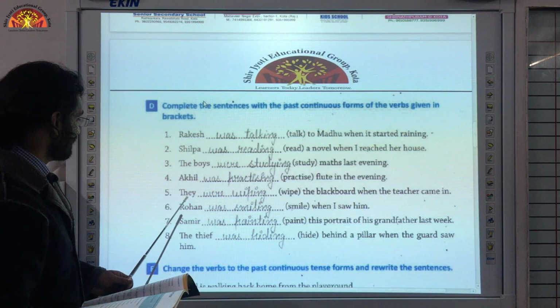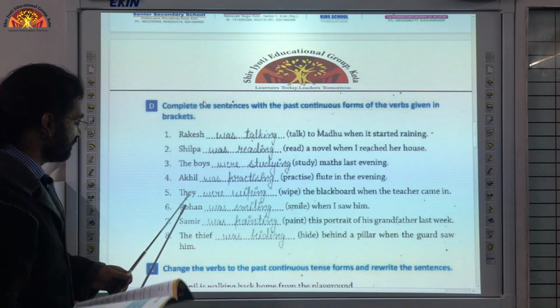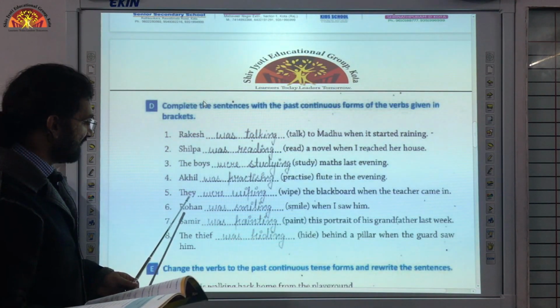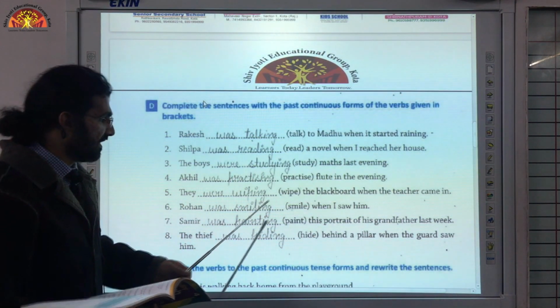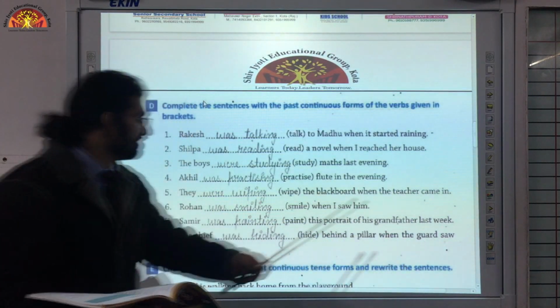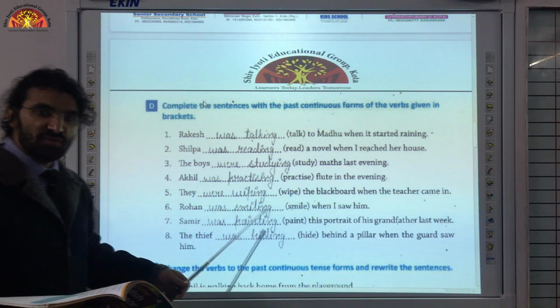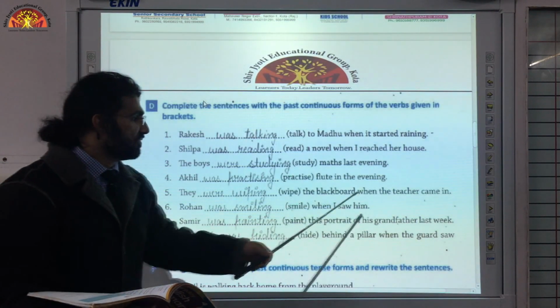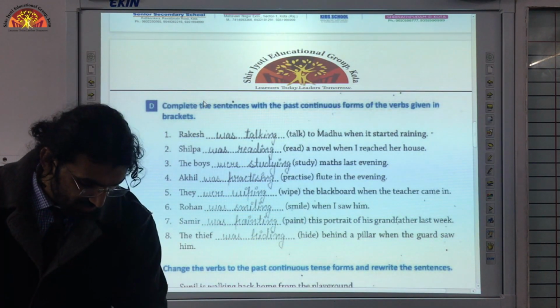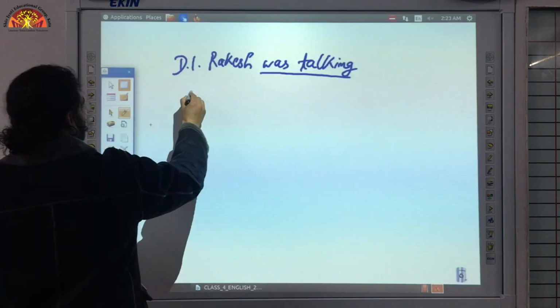Let's see. They. This pronoun they. They is used for plural, as you know. They dash wiped the blackboard when the teacher came in. They were wiping the blackboard when the teacher came in. They were wiping, since they is plural.